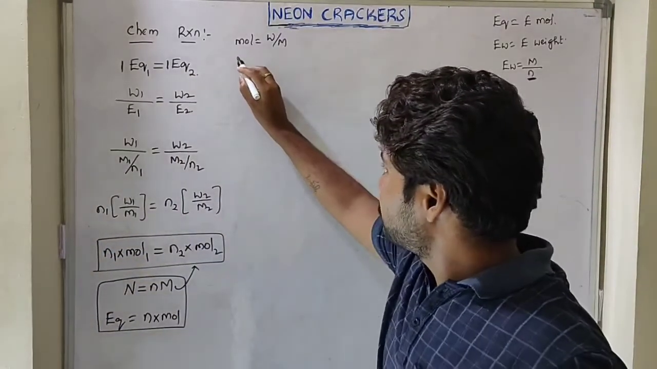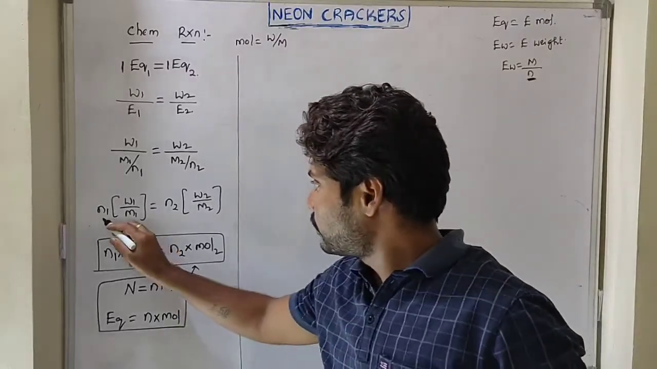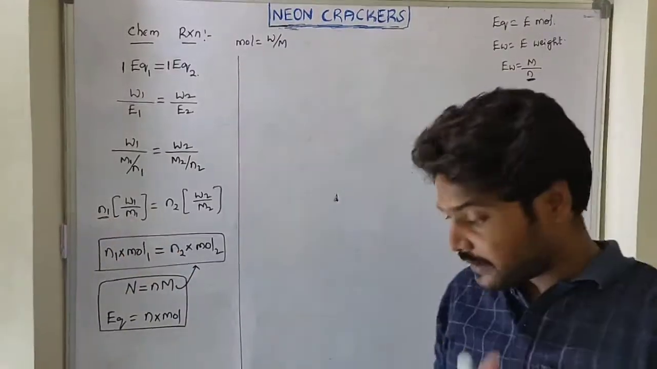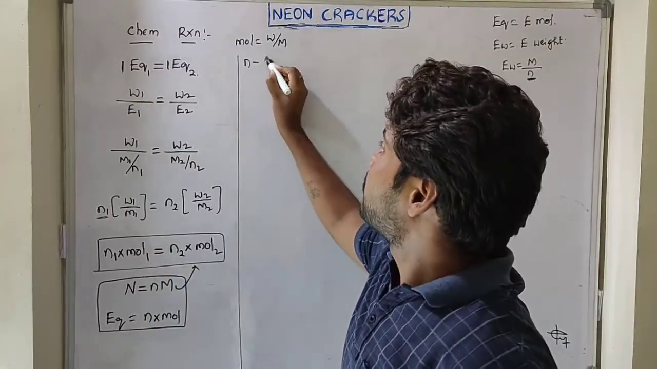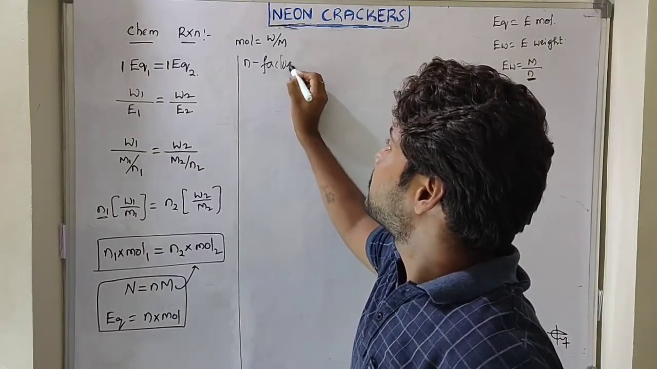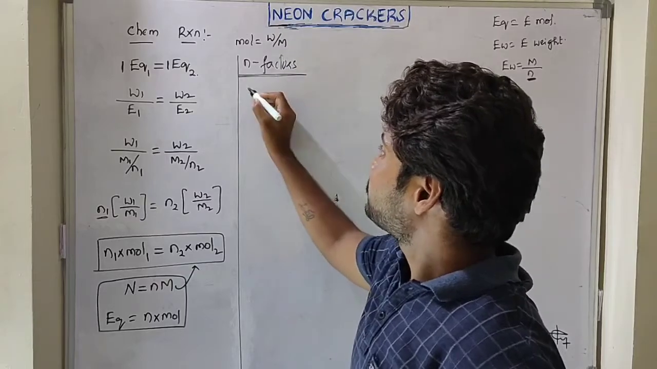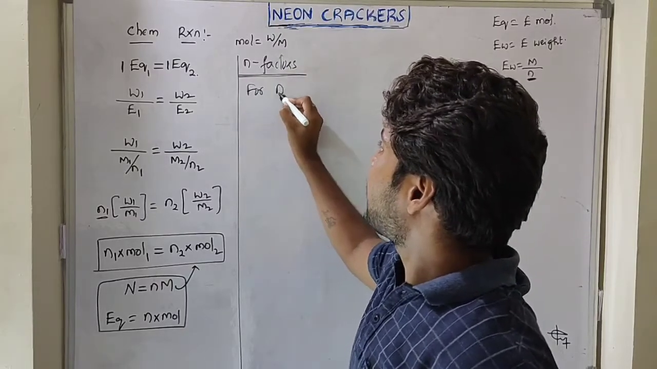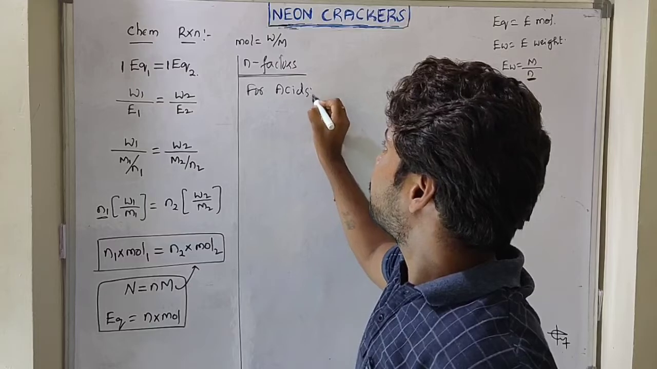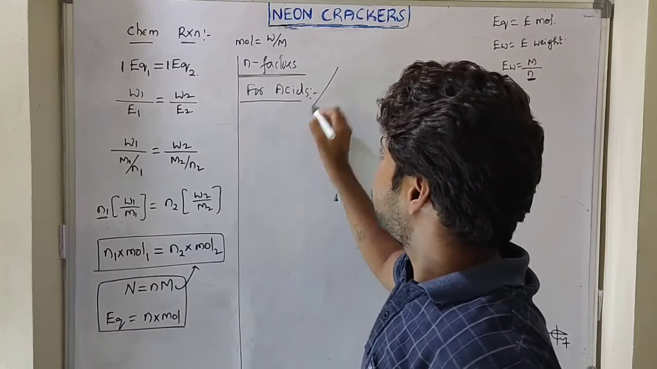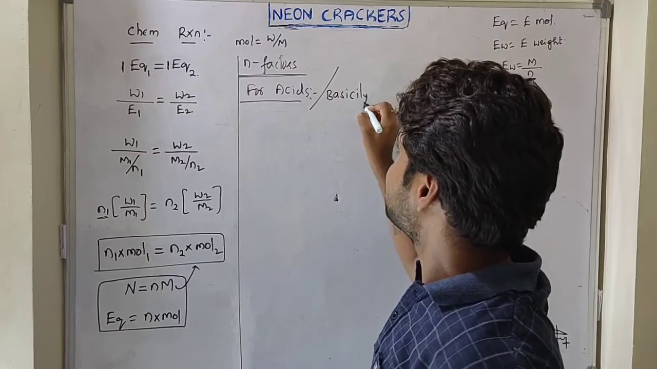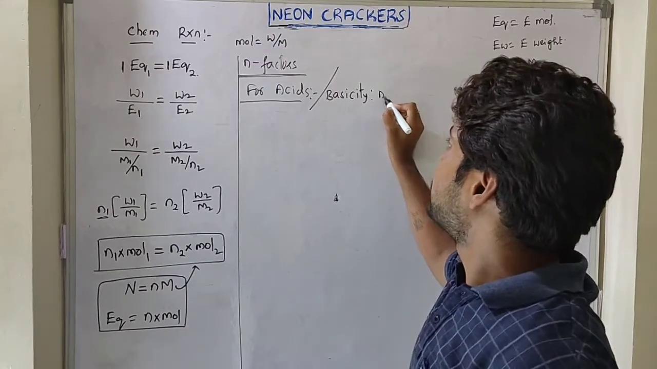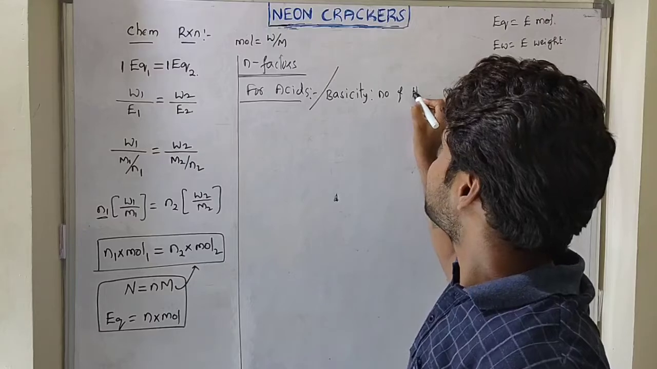Before doing this, what is the N factor? If you know the N factor, then you can find the answer. N factors are overall 5 types. The first one is for acids. How do we find the N factor for acids? For acids, it is the basicity. And what is basicity? The number of H plus ions.